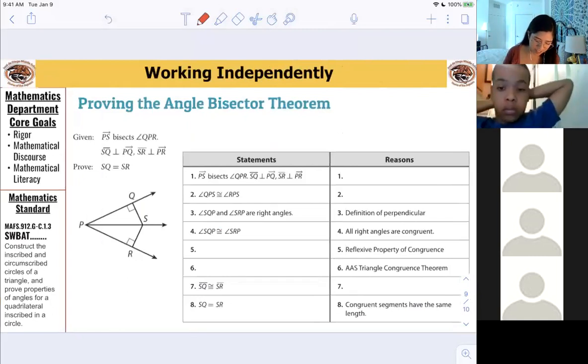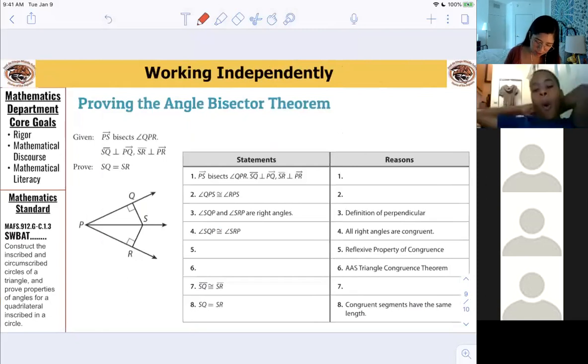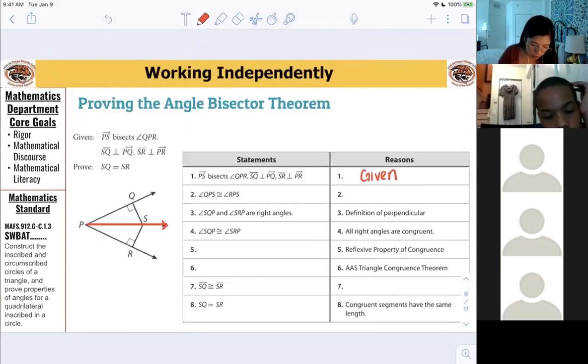All right. Given: PS bisects angle QPR. So let me just color code. This is my bisector. What type of bisector again? Angle bisector. That's given. And then it also gives us that SQ is perpendicular to PQ and SR is perpendicular to PR, which we also know because it gives us what type of angle? Right angles.